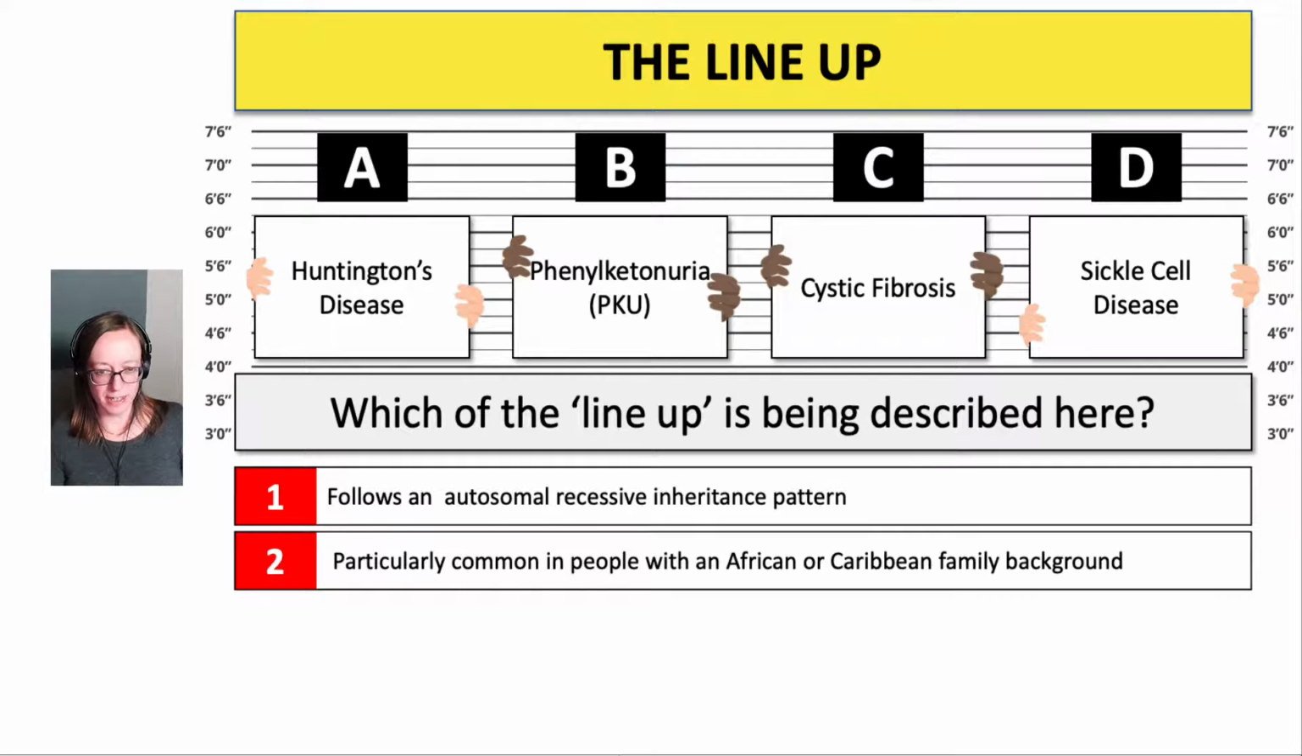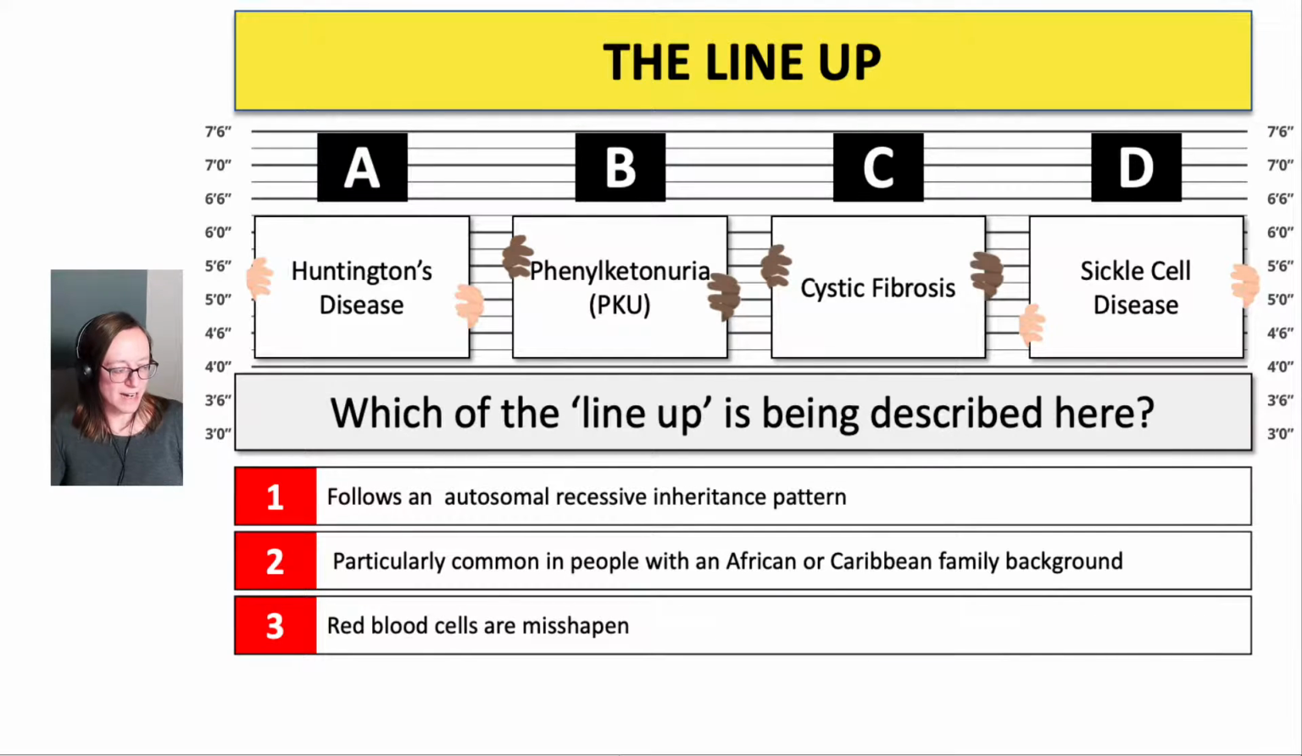Okay, no one's going for it yet. I'll give you clue 3. Oh, I can see people are saying... Binti says sickle cell, Pyle says sickle cell, and Kamaljit says sickle cell. Okay, so red blood cells are misshapen. Do you want to stick with your answer, guys, or change it?